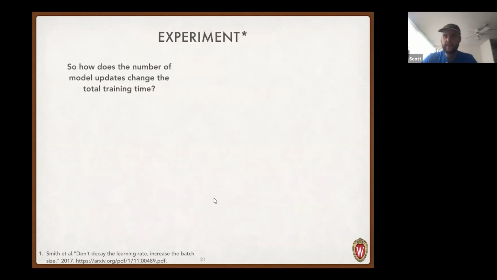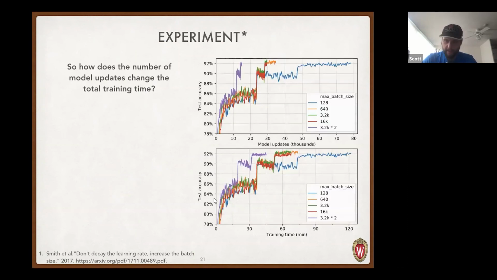So the question I asked is, how does the number of model updates influence training time in that same experiment? So we can plot the same graph on the top there. The top graph is just number of model updates versus test accuracy.